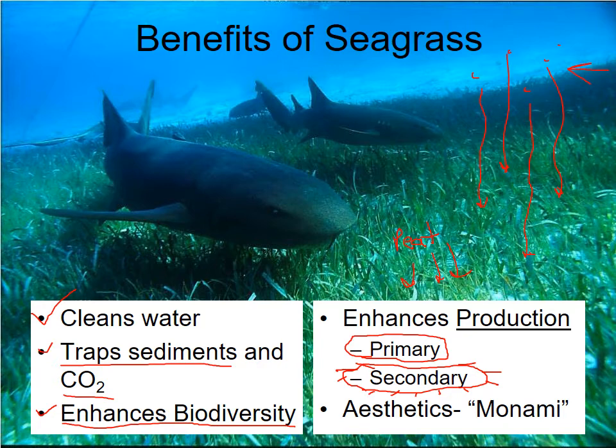And the final value of seagrass that I want to mention on this slide is that seagrass is beautiful. It enhances aesthetics. The Japanese even have a word for the beautiful synchronous waving of seagrass underwater. They call it monami, which means grass waves, similar to the word tsunami, which means big waves. All right.